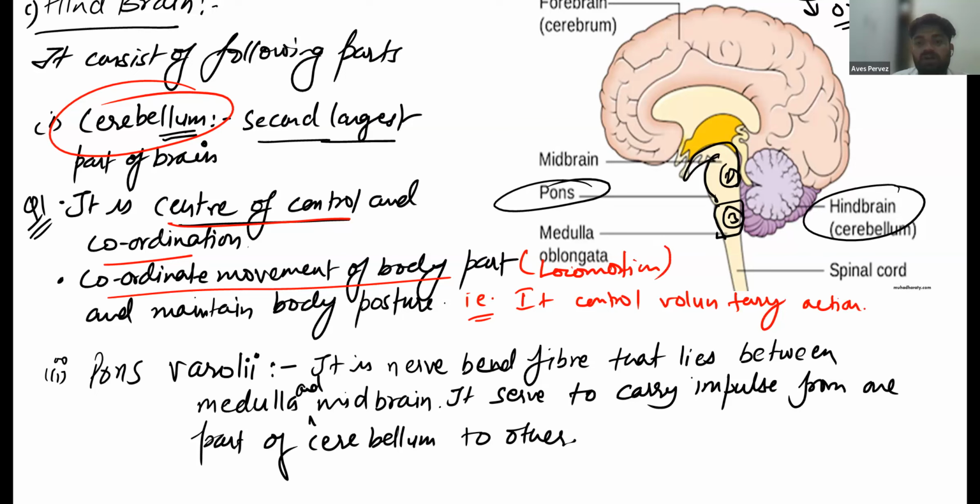Locomotion is what? Movement of body part or moving. And maintain body posture. So it can be asked which part of the brain helps in maintaining the body posture. That is cerebellum. Okay, got it? You wrote it down, the function of cerebellum.